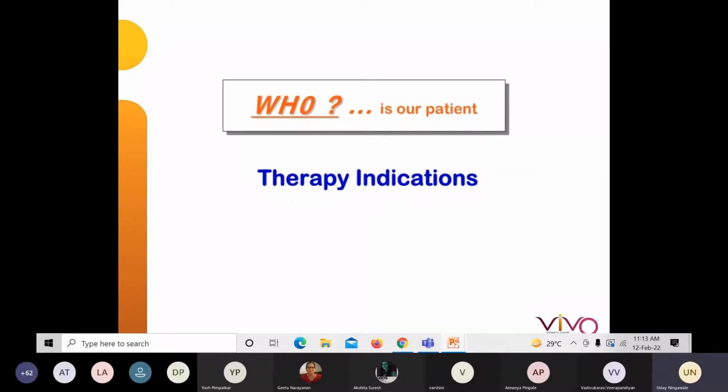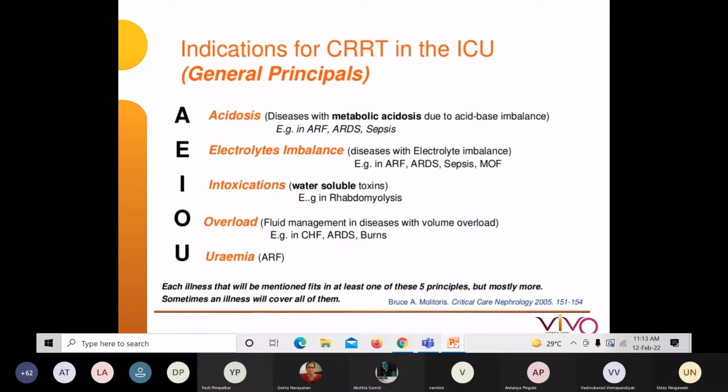Therapy indication: who is the patient for whom we can start this therapy? There is a criteria. As for the indications for CRRT in the ICU, it has to be performed only in the ICU setup, not in the OPD setup, not in the general ward. The therapy can be performed in the intensive care unit.